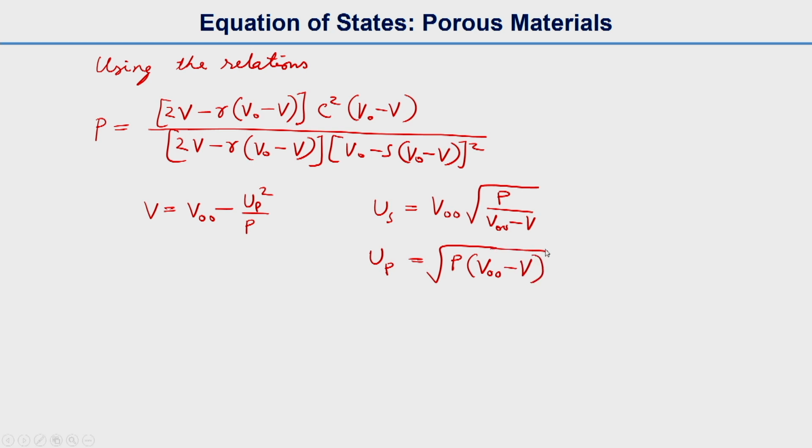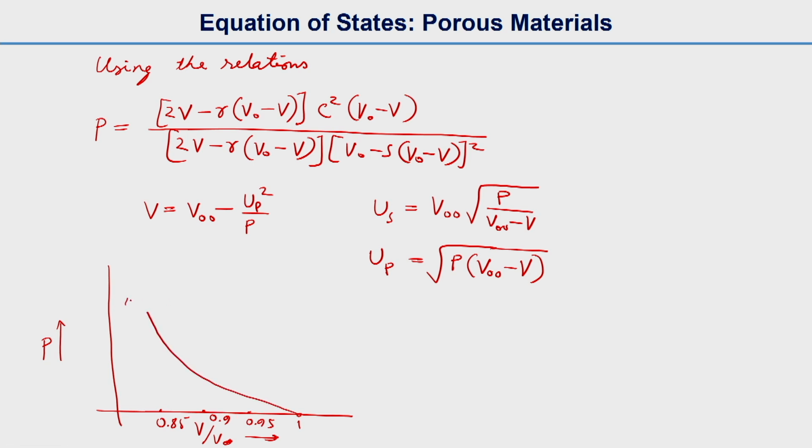So if we have this relationship in a plot, that's a specific volume V by V naught on the x axis, and the pressure on this axis. Let's say we have a powder with specific volume 1, 0.95, 0.9, 0.85. So what will happen is, if we can draw the solid curve like this, this is solid. So if we take some other curves with the powder, the powder curves will look like this. I will tell you what are these curves. Let me first draw it.